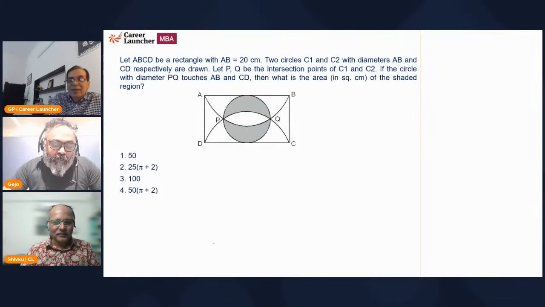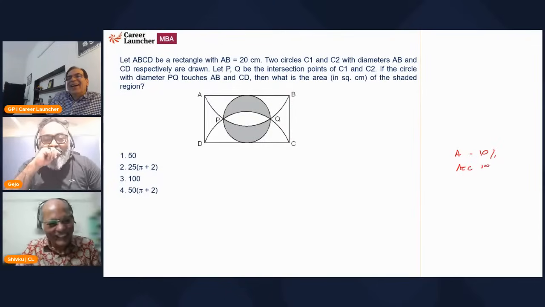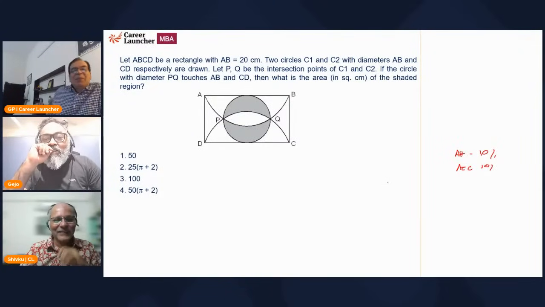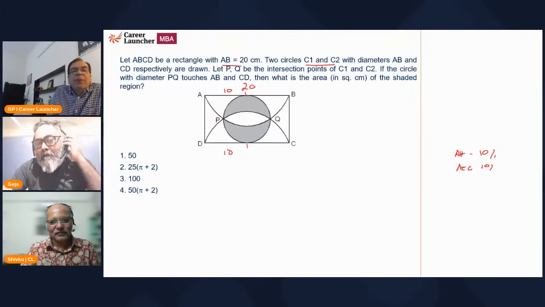Question number 48, no? Or 48. 48, yeah. इसका attempt is 10%, accuracy is 10%. 1%, that means effectively. But I'll just give the jugaad. This is a 20 centimeter side, so this is 10 centimeters. Okay. AB is 10, two circles C1, C2, diameter ABCD are drawn. Effectively, let PQ be intersection if the circle with diameter PQ touches AB and CD. Okay, very quickly.